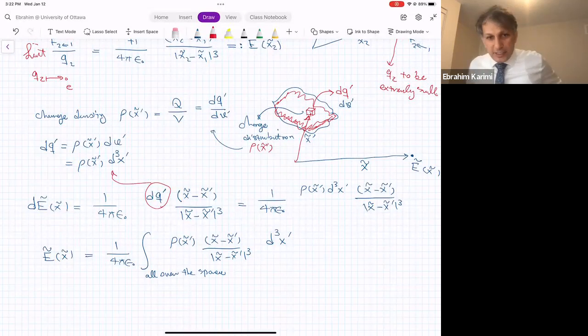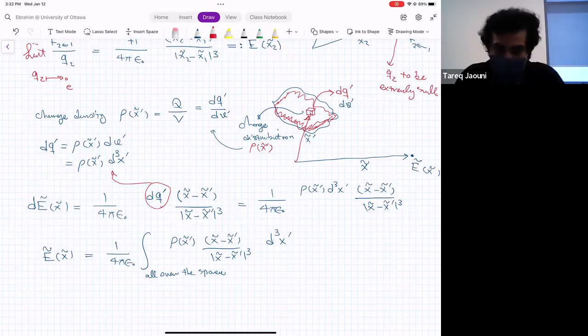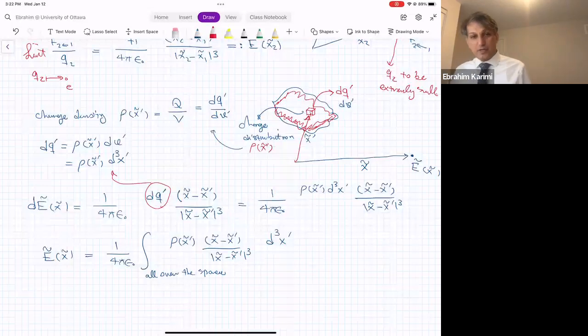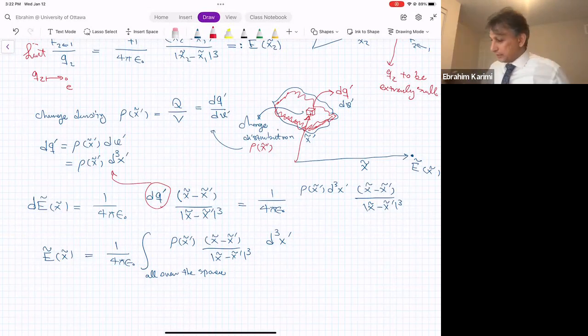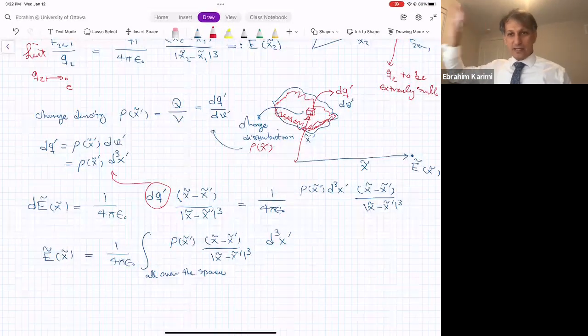Clearly, you can reduce these to surface or line charge density. Rho of x prime d3x prime can be replaced by sigma of x prime d2x prime, or lambda of x prime dx prime. So that is the logic. So easily you can change it from the volume integral to essentially a surface integral or line integral. Good?